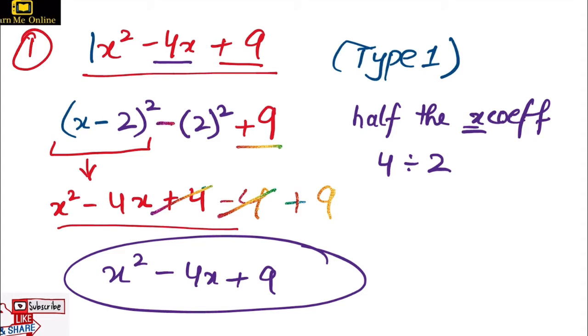Now I'm going to show you the proper example. We have the question x squared minus 4x plus 9, and I'm going to rewrite it over here. This is a quadratic expression which we are factorizing by using the completing the square method. As I said, we're going to open the bracket, so this is going to be x. Whatever the sign is over here, we follow the same sign, and we take half of the x coefficient.